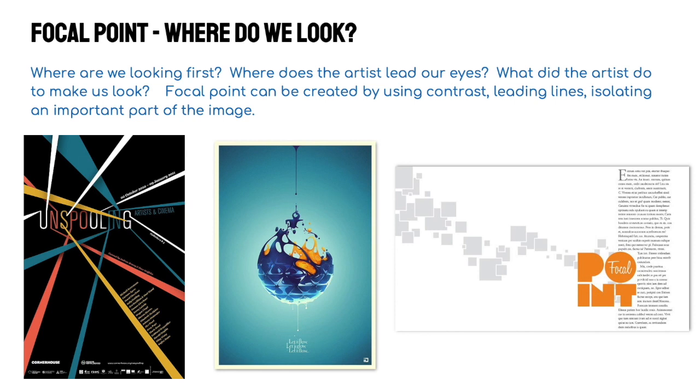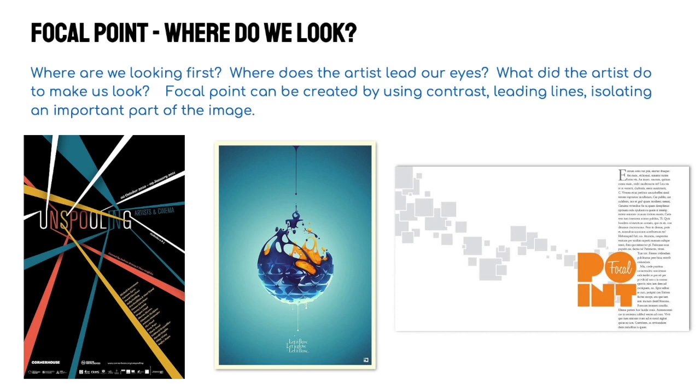When we talk about focal point, we're asking, where do we look? Where are we looking first? Where does the artist lead our eyes? What did the artist do to make us look? You can see that the artist on the far left used leading lines to guide our eye to the word unspooling. Also, the artist used contrast. It's a dark background with bright colors that really pop against it. In the middle, the artist has used complementary colors, colors opposite on the color wheel, to make that orange really pop against the blue object and the background.